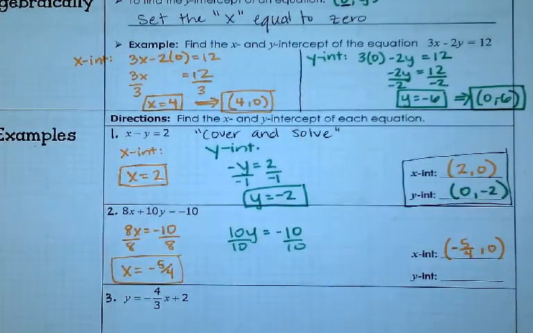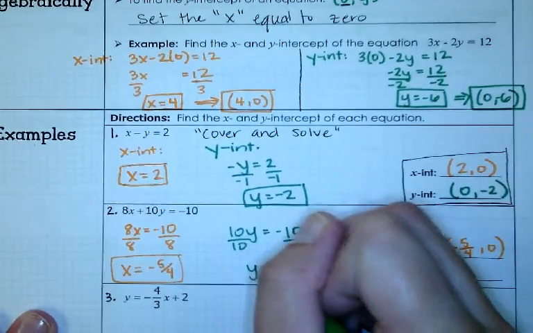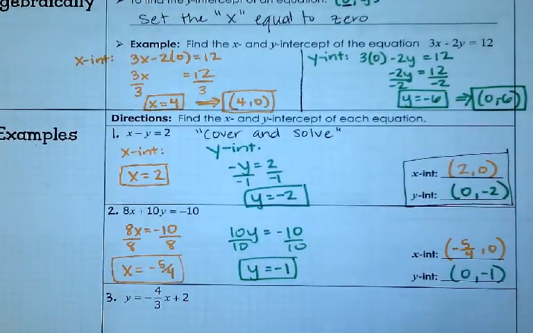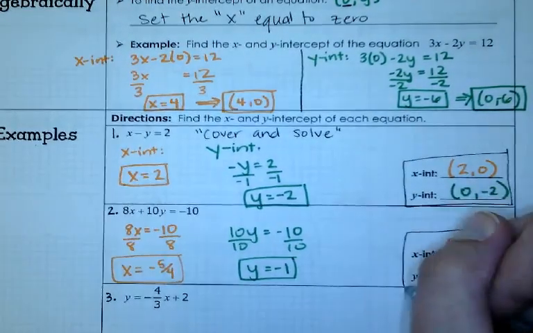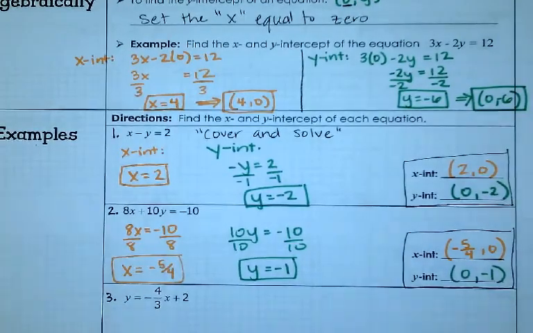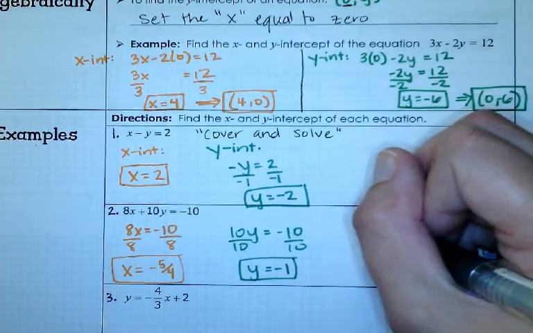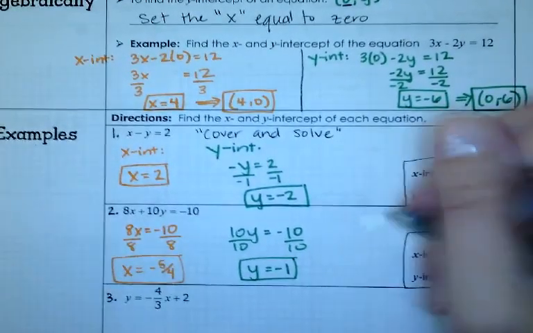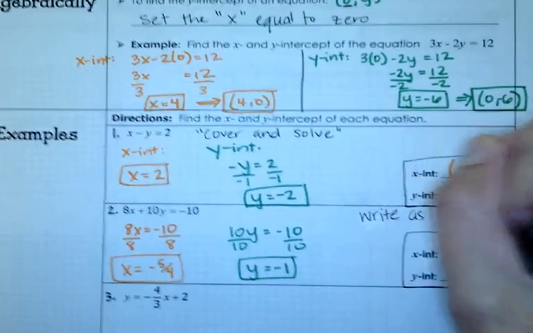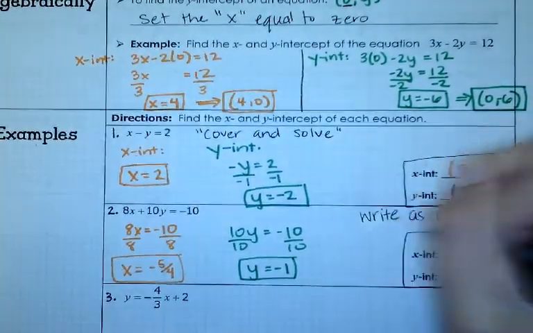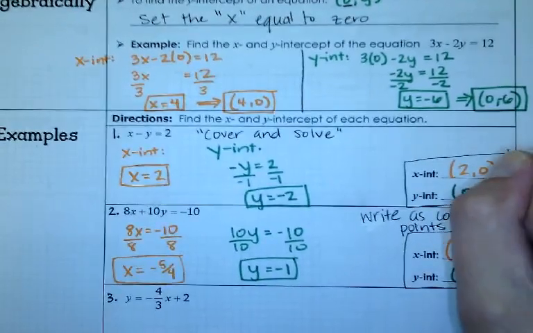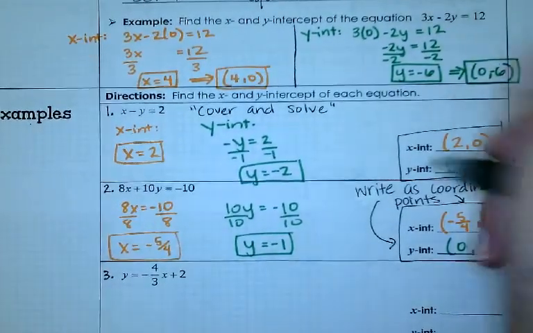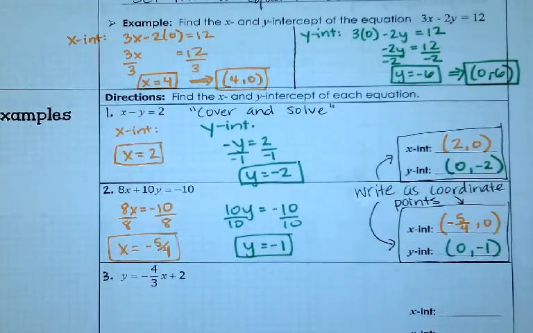Okay, so then we divide both sides by 10. And we get y equals negative 1. So we would write that as 0, negative 1. Okay? So on these, when I'm asking for the x and the y-intercept, make sure you write it as coordinate points. Okay, that's super, super important that you write your x and your y-intercept as those coordinate points. All right, guys? All right, let's look at number 3 here.